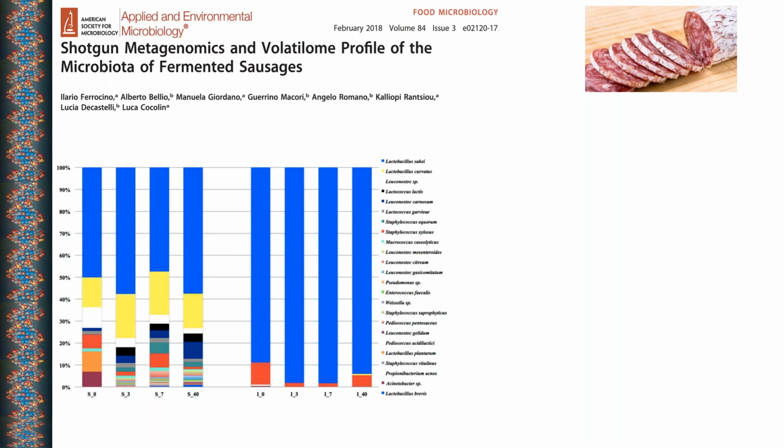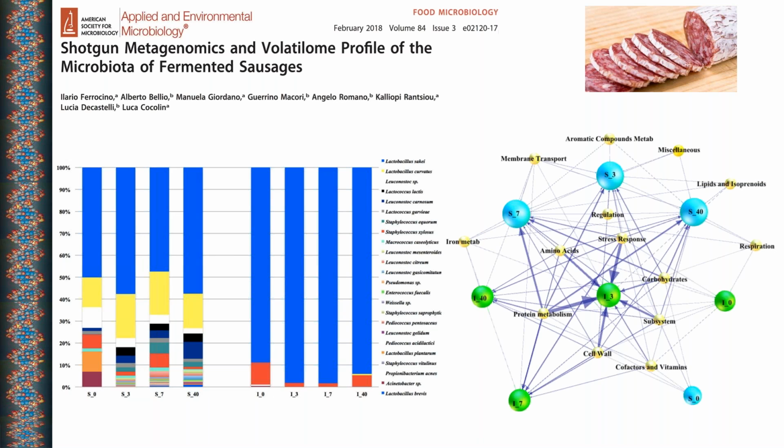We have done some metagenomics out of these samples, and we have reconstructed this network where we have compared the metabolic activities clustered in different types of metabolism, like the proteins, the carbohydrate, the amino acids, and the other ones that you see in the slide. And we compared them with the points of the fermentation.